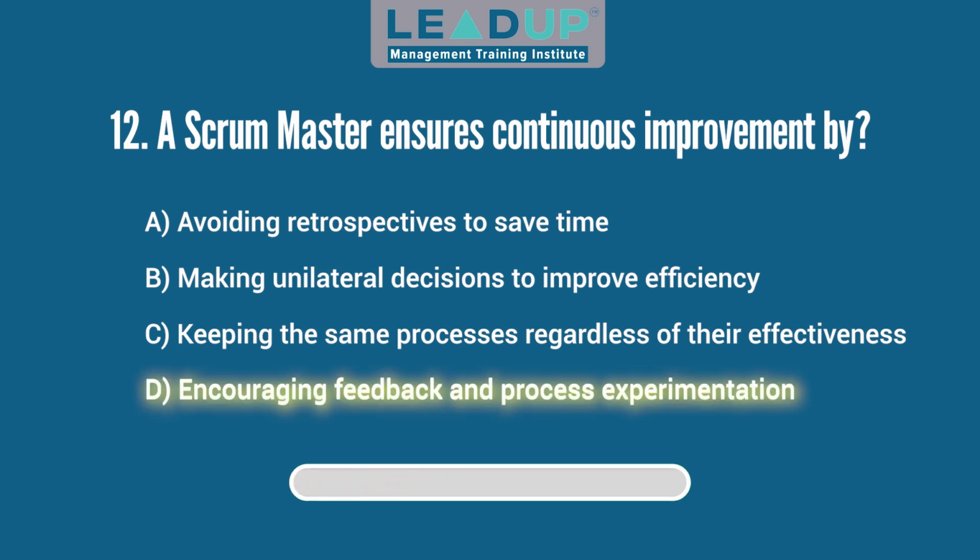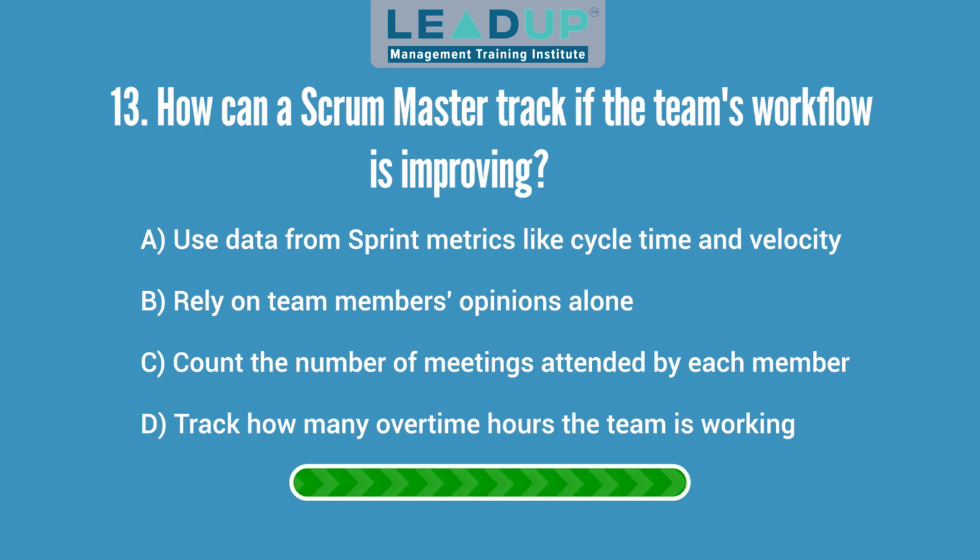Answer: encouraging feedback and process experimentation. Question 13. How can a Scrum Master track if the team's workflow is improving? A. Use data from sprint metrics like cycle time and velocity. B. Rely on team members' opinions alone. C. Count the number of meetings attended by each member. And D. Track how many overtime hours the team is working.